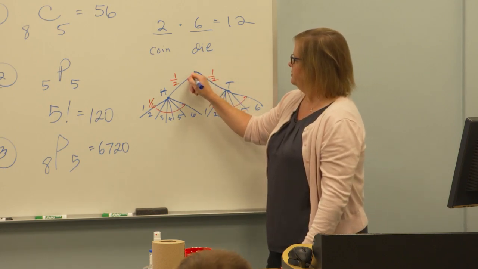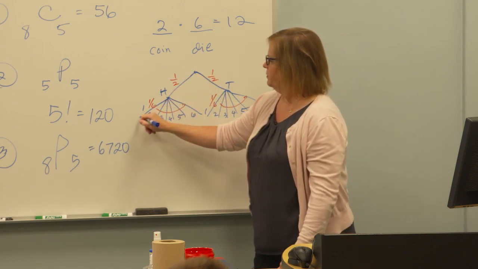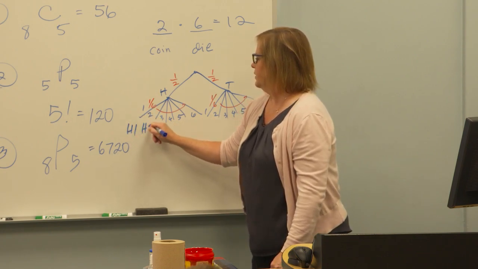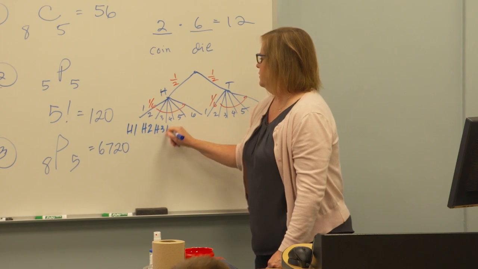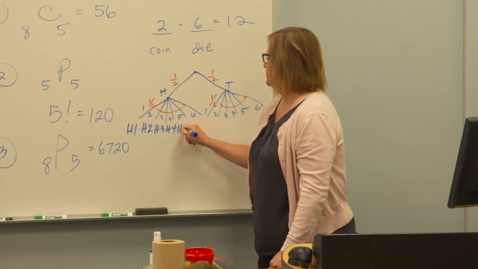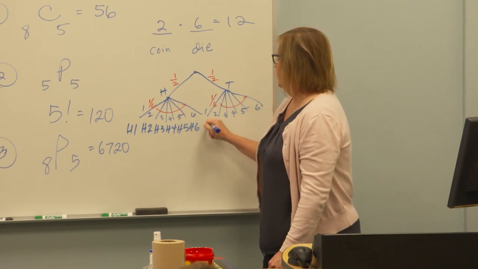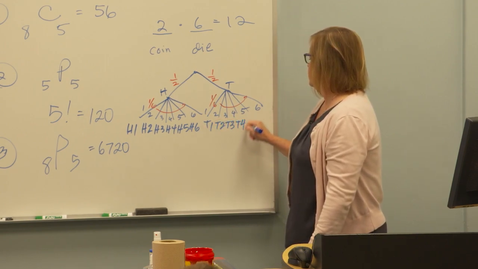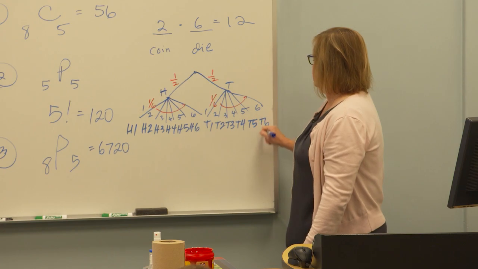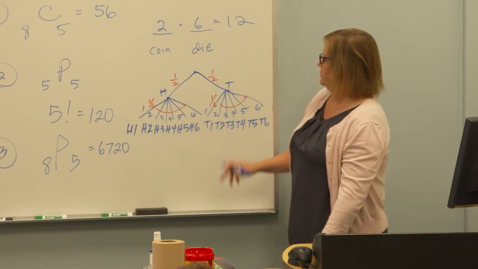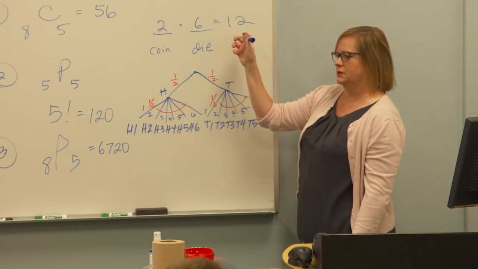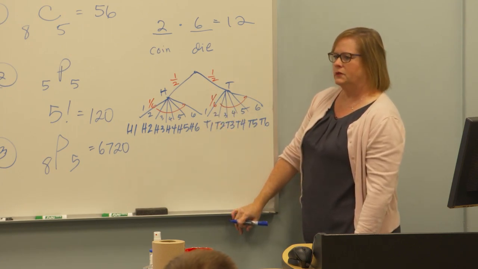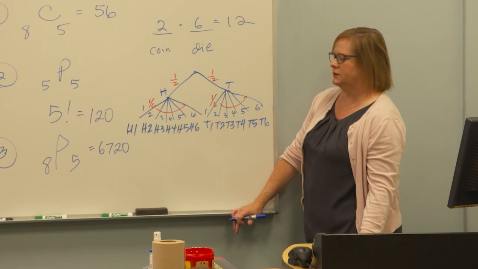So if I follow this path, heads followed by 1, then my outcome is heads 1. Or I could get heads 2, right? And then tails 1, tails 2. So these are all the final outcomes, just listed. There are 12, like we said there should be. And what's the probability of each one? 1/12. They're equally likely.